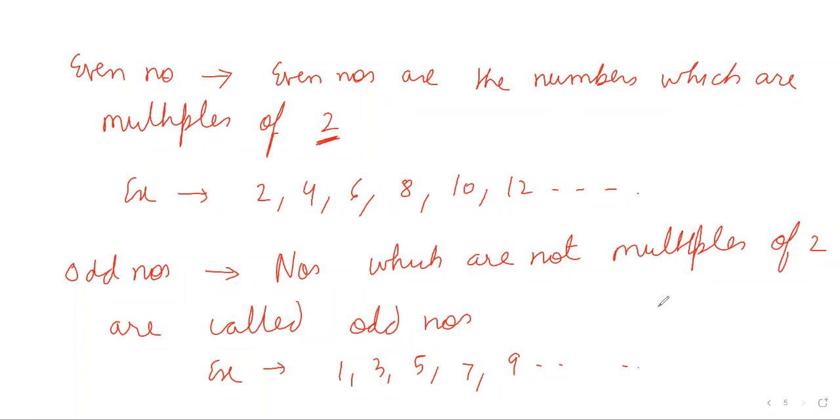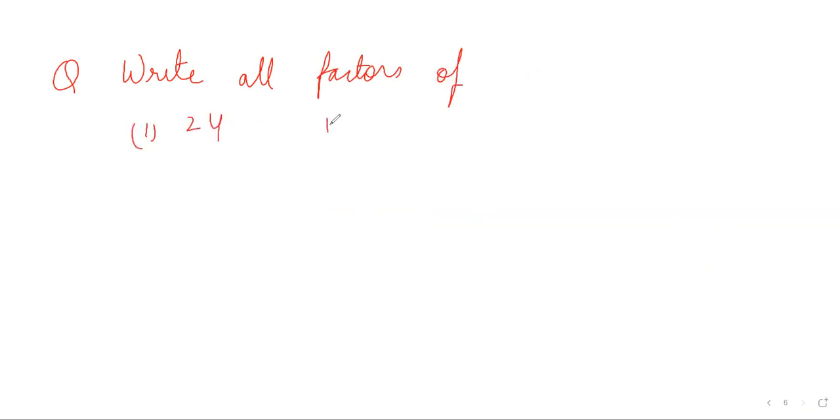Okay. So is it understood? Can we proceed to the next question? Good, Ahana. So I'm now proceeding to some practice questions. Write all factors of: first part is 24, second is 64, third is 144.